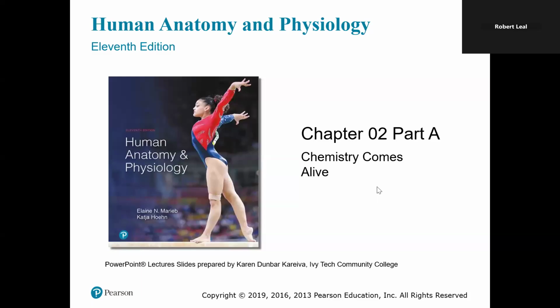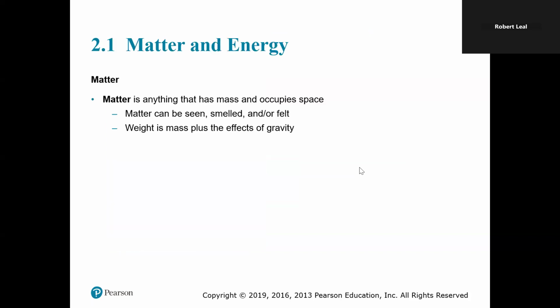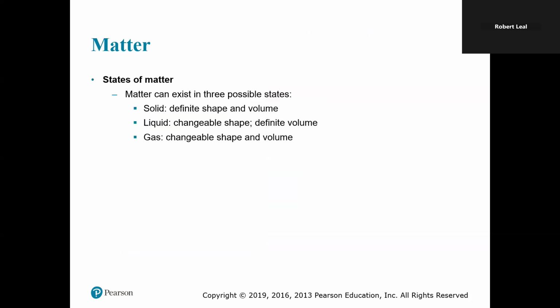All right, this is chapter 2, chemistry. So let's start off with matter. Typically, matter is anything that occupies space or volume, and what has an effect on the matter as far as weight would be gravity. Matter, yes, it can exist in different forms.